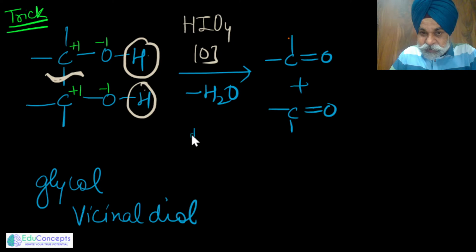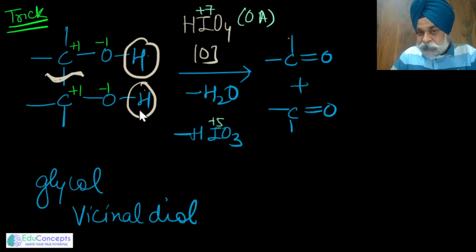And what else you have taken out is HIO3. So what we can say here is, this is in +7, now this is in +5. So this iodine got reduced. That is why I am saying it is an oxidizing agent.